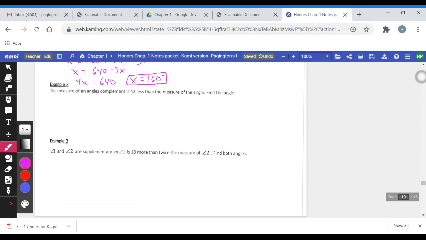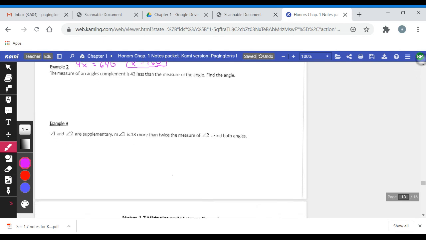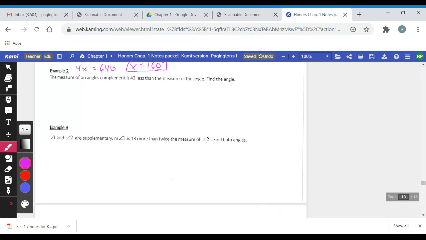Two more examples that go along with this. If we look at example 2, it says the measure of an angle's complement is 42 less than the measure of the angle. Find the angle. So same type thing here. It's just referring to the measure of an angle's complement, that we said is the same thing as 90 minus x.